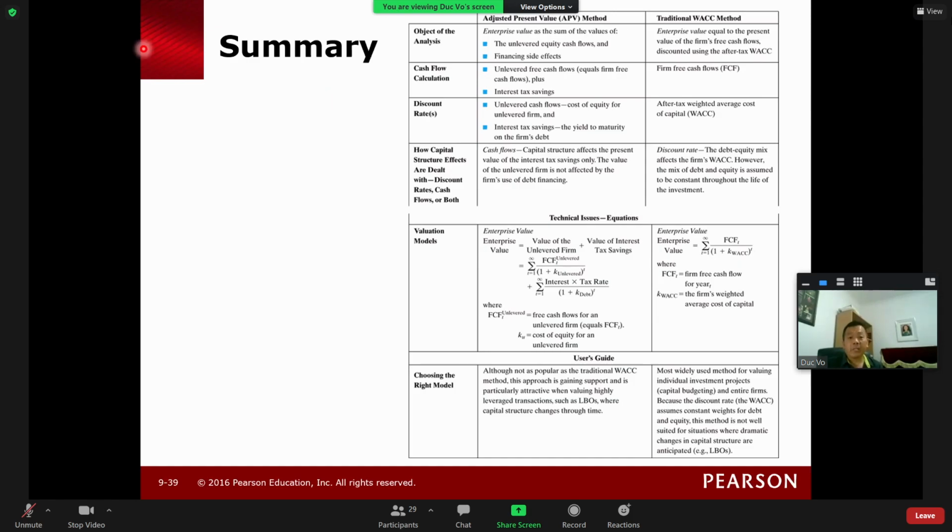And I presented to you the DCF, the discounted cash flow using the cost of capital. And I've also presented to you the APV, adjusted present value, using different discount rates. For the unlevered free cash flow, you use the cost of equity as the discount rate. For the interest tax saving, you use the cost of debt. And then you need to decompose your valuation into two components.